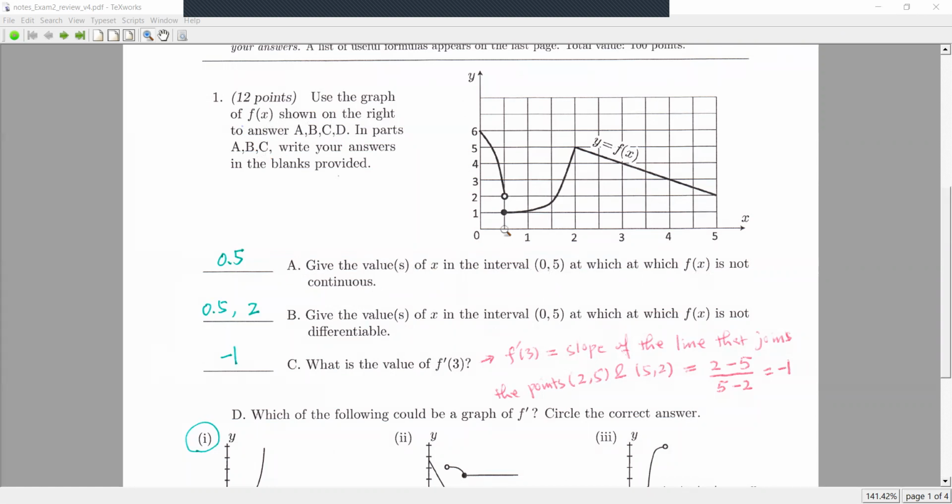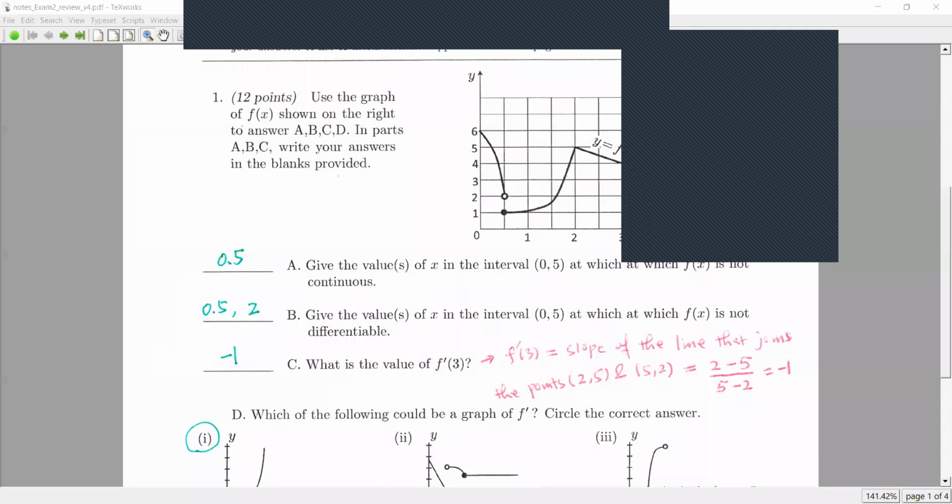At x is 0.5, the graph is not continuous. When we draw the graph, at x is 0.5, we have to lift up our pen from the paper. So the answer to A is 0.5.